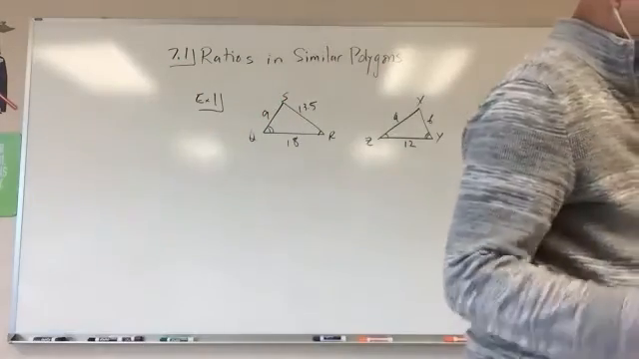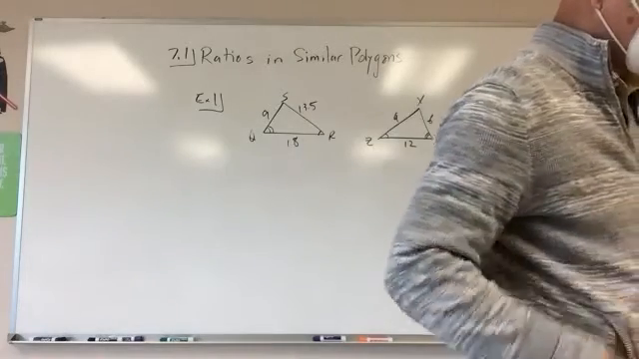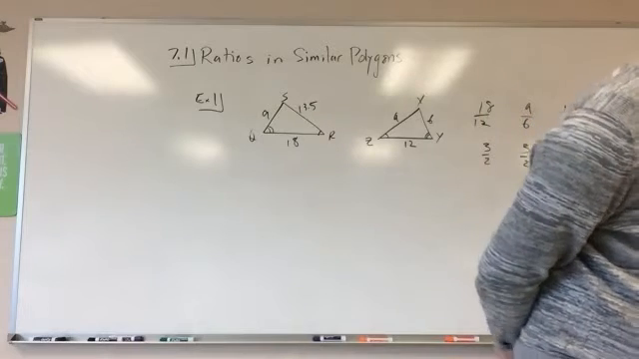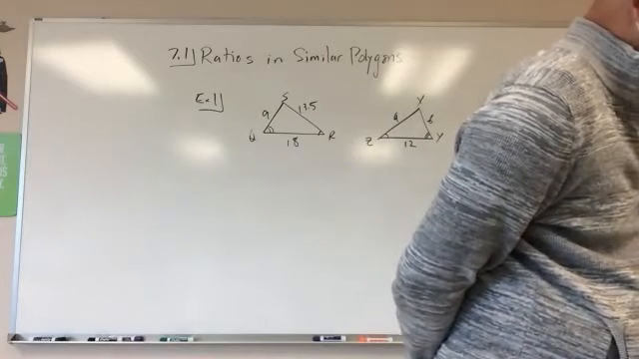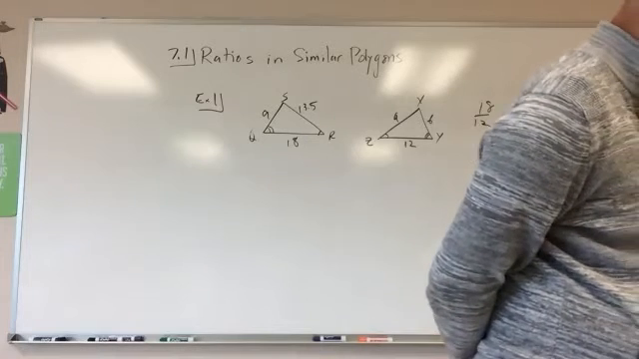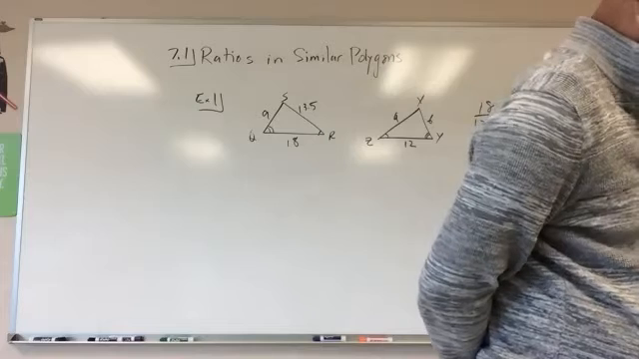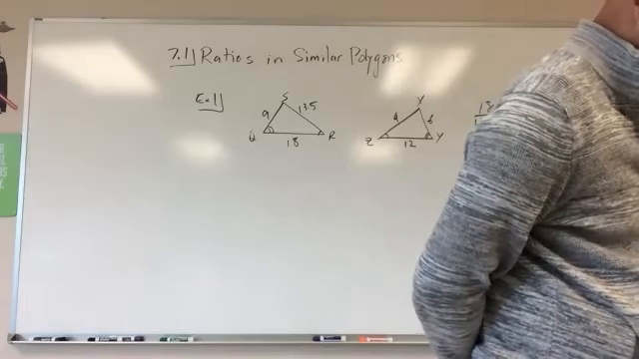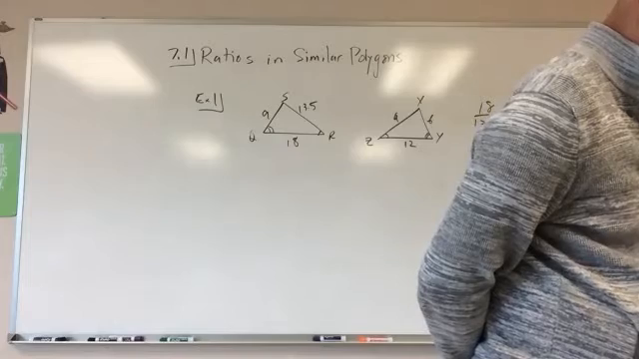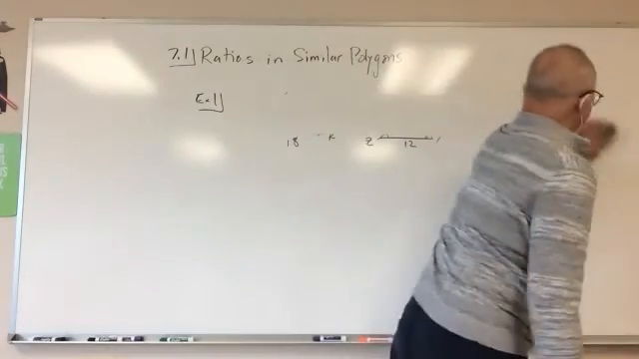Okay, let's go to the top of page 467. A similarity ratio is the ratio of the lengths of the corresponding sides of two polygons. We just did that. Example number 2, identifying similar polygons. Determine whether the polygons are similar. If so, write the similarity ratio and the similarity statement.